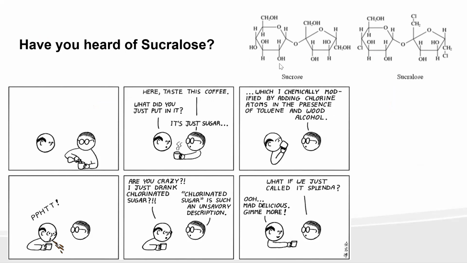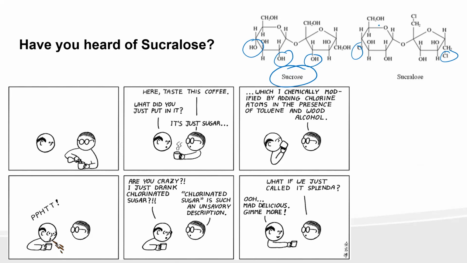If you take a look at the top here, here's sucrose on the left. Remember, our carbohydrates have all these alcohol groups. So what they've done is they've taken the alcohol groups and added some chlorides on there. And I guess that makes it so our body can't digest it, but it still tastes sweet.